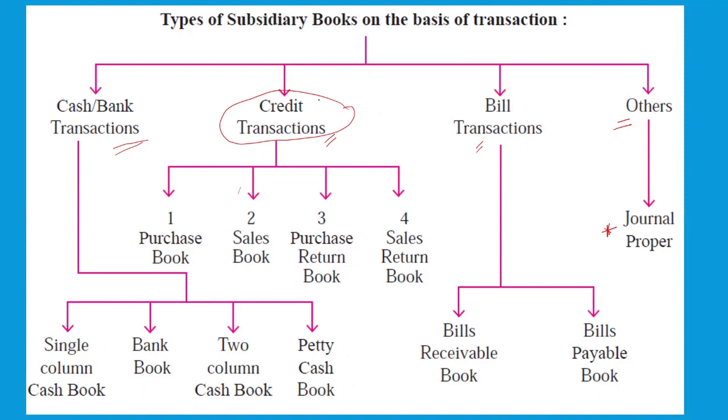Now remember, this heading is very clearly given here. It is related to credit transactions. So you have to remember that any subsidiary book we are talking about today, that is purchase, sales, sales return, and purchase return, will be connected only to credit transactions. So if any cash or bank transaction has happened, it will not be recorded in this particular subsidiary book. Okay, let's proceed now to the next part.